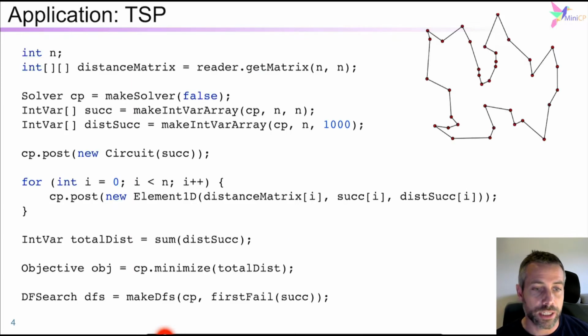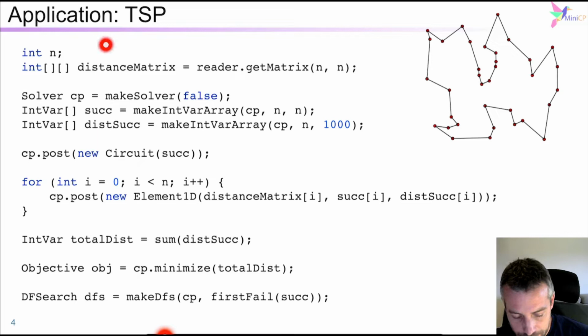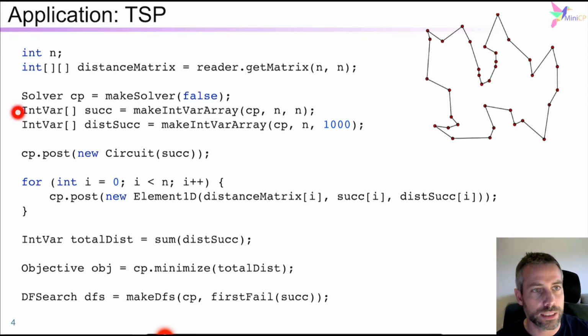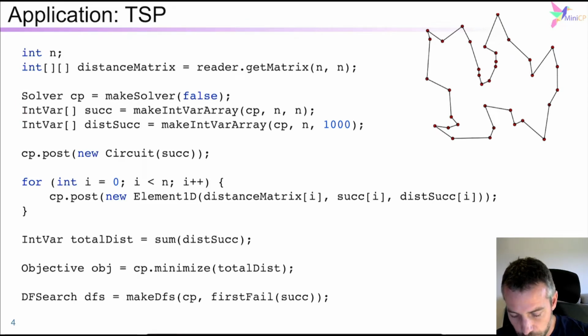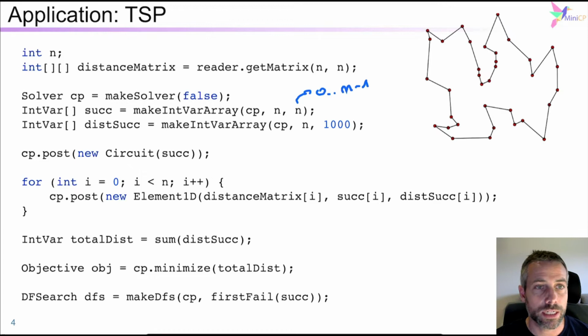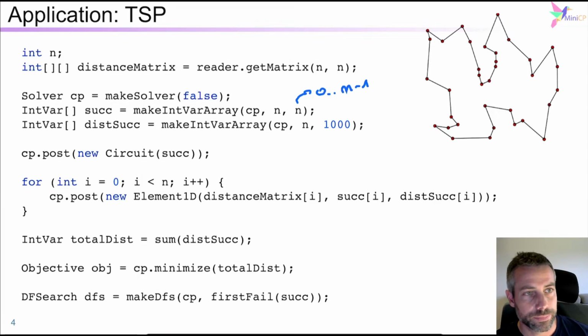As a first application for the circuit constraint, I would like to show you how to model the traveling salesman problem using the circuit constraint. As input, we receive the distance matrix between any pairs of cities in our TSP. We create the solver, and then we create the variables for the successors. You see that the domains for the successors are from 0 to n-1, because we need to have a permutation there of all the cities.